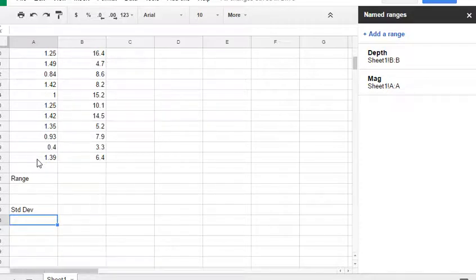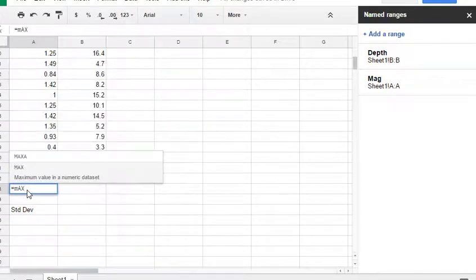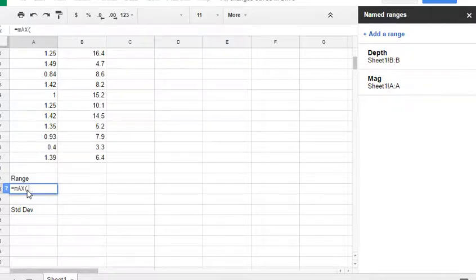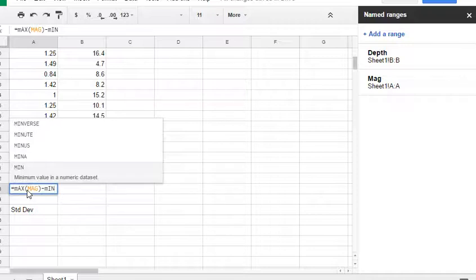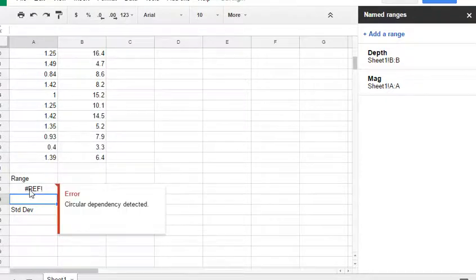But if we wanted to employ the range rule of thumb, first thing we need to do is find the range. So I don't think there's a quick calculation for range. You can't just type in range, but what you can do is type in the maximum of our data set, and I've given this one a name of magnitude, minus the minimum, again, of magnitude. So the max minus, it doesn't like that.